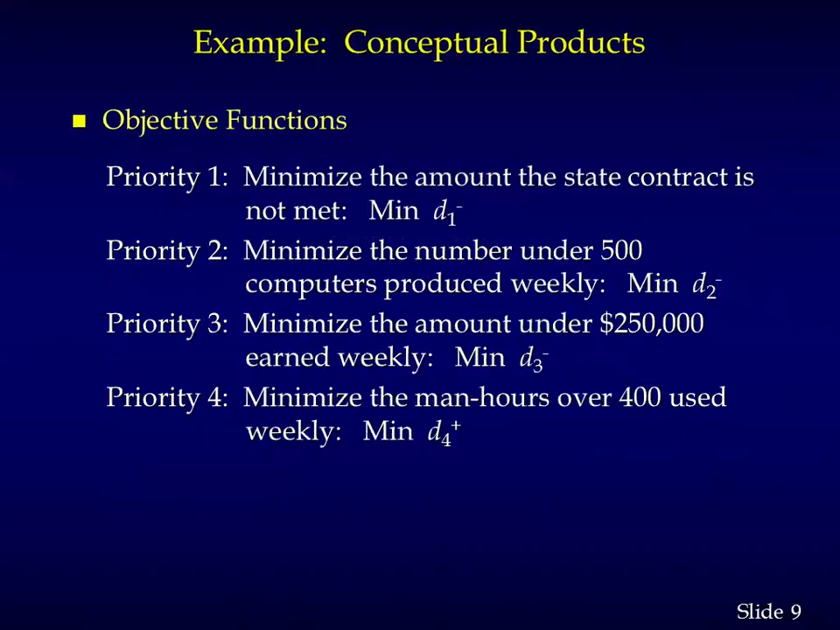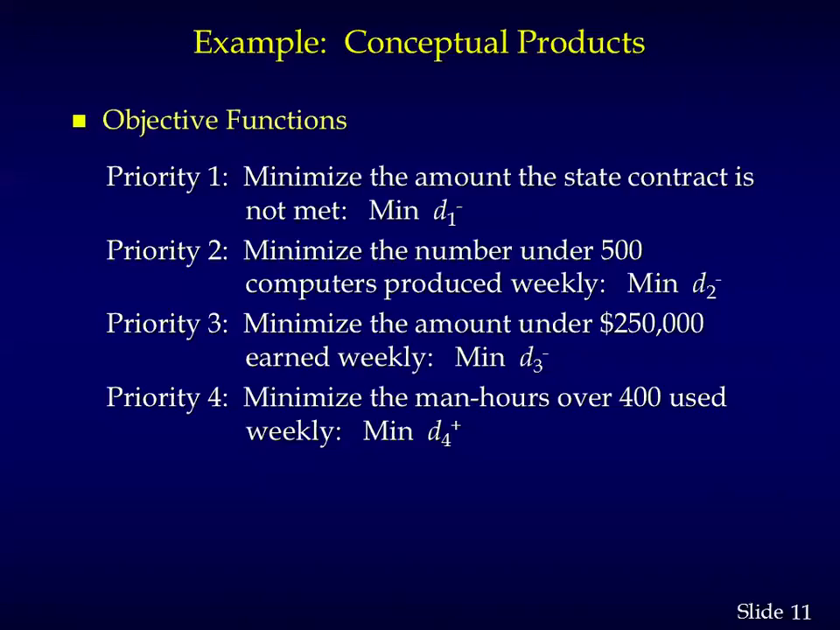So to start with, we minimize d1 minus, so we don't want to underachieve. On the other hand, we want to achieve at least 500 total computers. Again, minimize the underachievement there, so minimize d2 minus. We want to make at least 250,000. Again, minimize d3 minus. And here, we don't want to overachieve the number of man hours, so here minimize d4 plus. Everyone has understood, right?